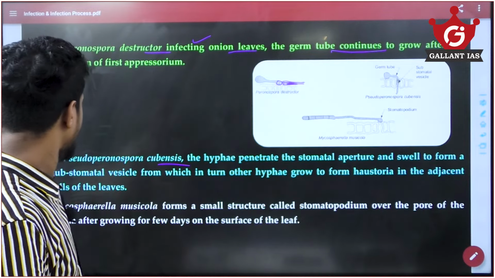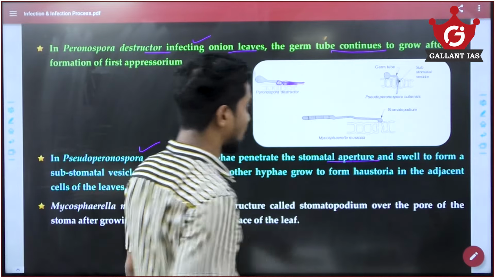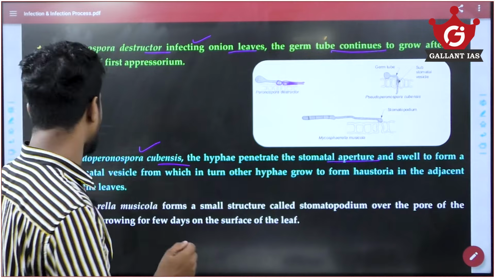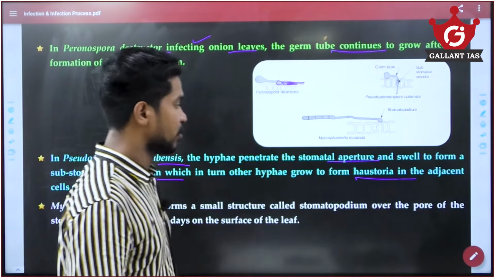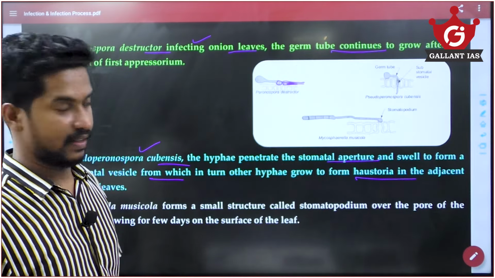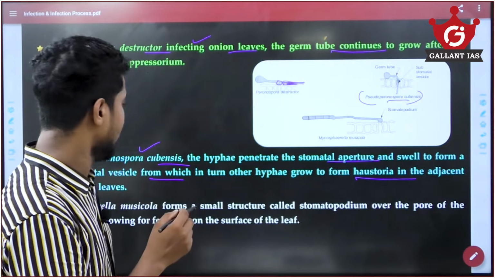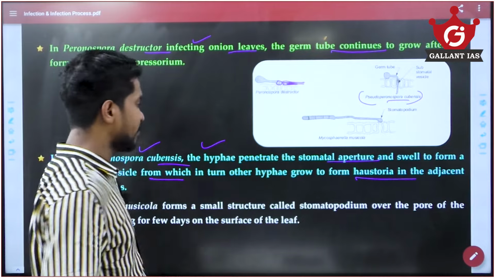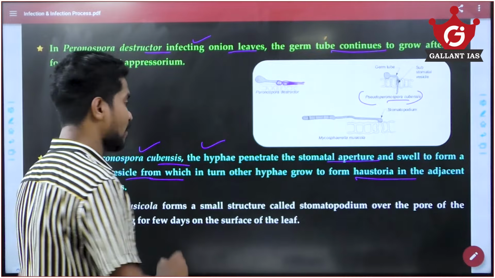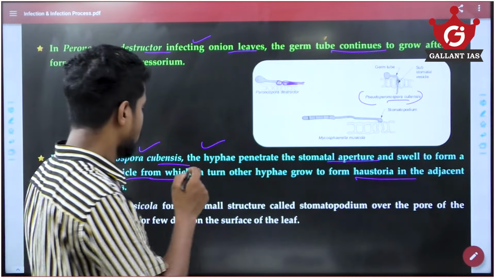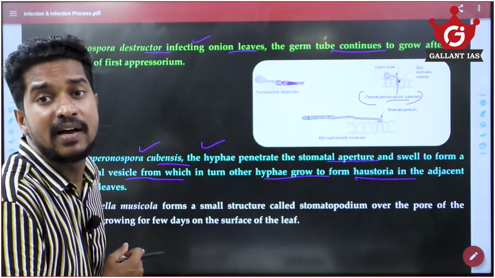And in Pseudoperonospora cubensis, the hyphae penetrate the stomatal aperture and swell to form a substomatal vesicle, from which in turn other hyphae grow to form haustoria in the adjacent cells of the leaves.